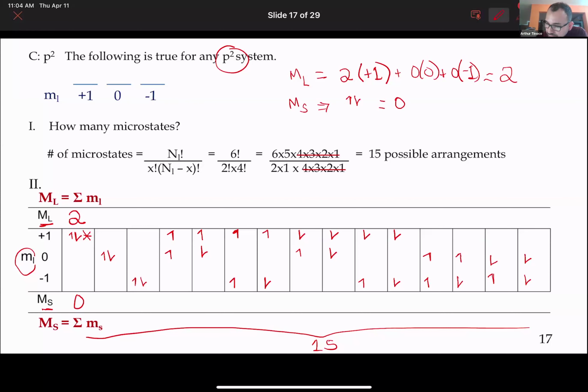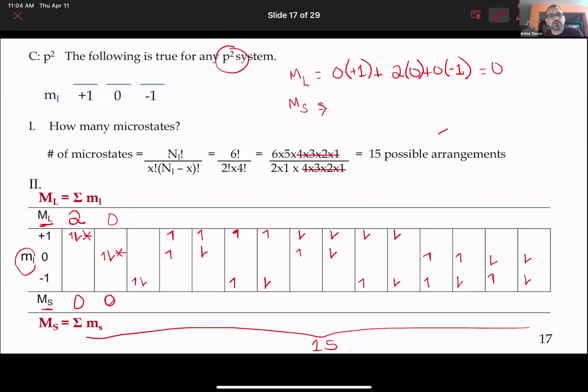The next one we have is going to be this one. Let's figure out this one. We have 0 in the plus 1, 2 in the 0, and 0 in the -1. So what do we end up with here? We end up with a result of 0 for your m sub L. But what about your m sub S? Again, we have spin up and spin down, so that's also going to be 0 here. Okay, let's do the next one, this one right here.